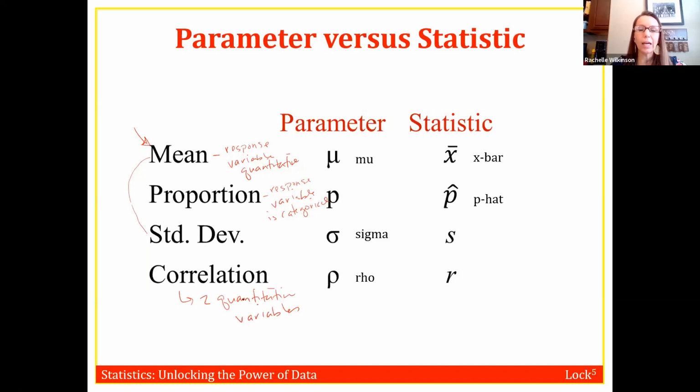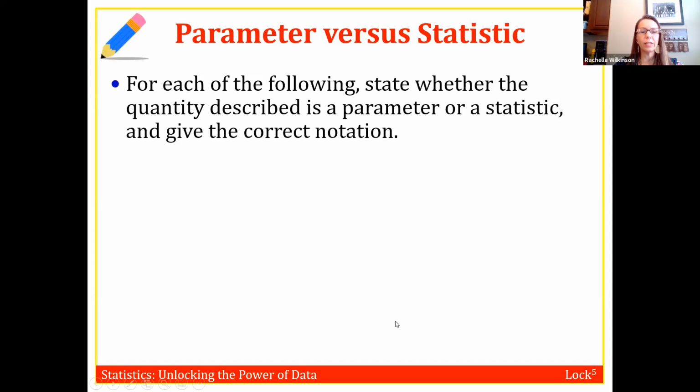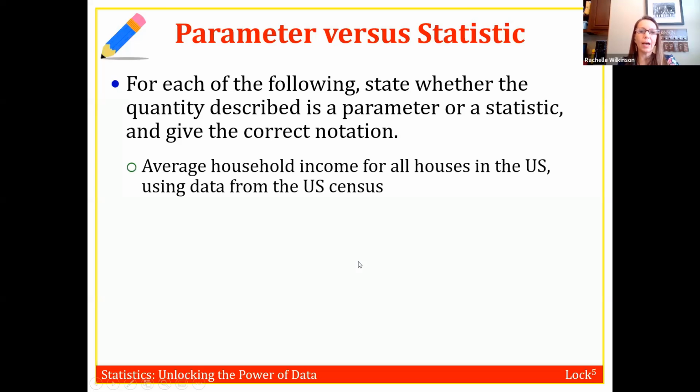All right, so let's look at a couple of examples and see if we can come up with the appropriate parameter or statistic. For each of these, we're going to decide if it's a parameter or a statistic, and then we're going to give the correct notation for it. The first one is the average household income for all houses in the US using data from the US Census. First of all, let's decide if this quantity is referring to a parameter or a statistic. So first, just tell me parameter or statistic. You could put P or S, that's easier.